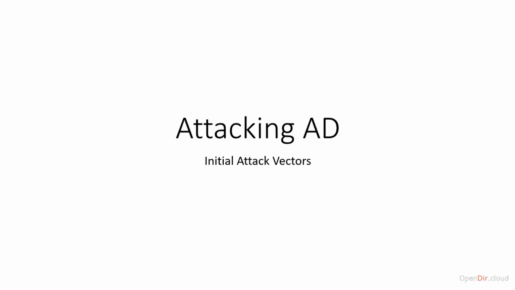We are finally here. This is my favorite section of the course, and now we're going to start actually attacking. We've got our lab built out, and we're ready to roll. So this first section I'm calling the initial attack vectors. And what I mean by that is this is the way we're going to initially attempt to attack Active Directory.